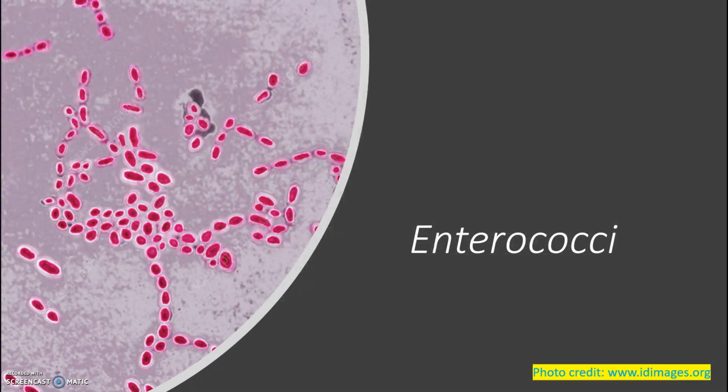The next we have is Enterococci. Enterococci is a gram-positive coccus, pink, catalase negative, non-spore forming, facultative anaerobic organism. It resides in the intestinal tract and sometimes in the vagina and oral cavity. It may be found in food or water.